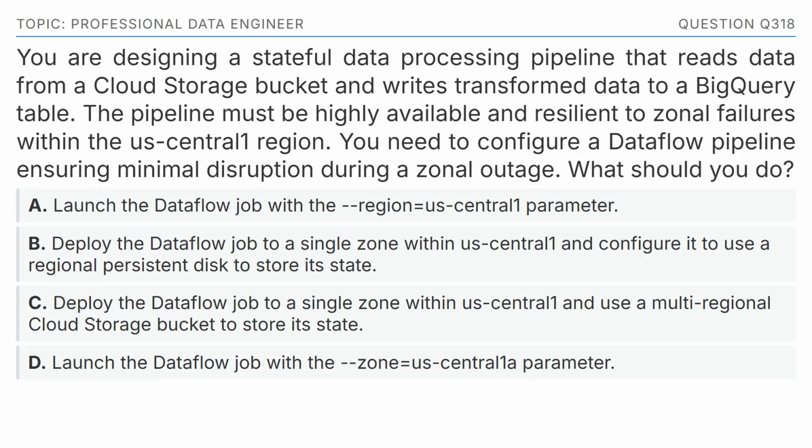The options are: Option A, launch the Dataflow job with the region equals us-central1 parameter. Option B, deploy the Dataflow job to a single zone within us-central1 and configure it to use a regional persistent disk to store its state. Option C, deploy the Dataflow job to a single zone within us-central1 and use a multi-regional Cloud Storage bucket to store its state. Option D, launch the Dataflow job with the zone equals us-central1-a parameter.